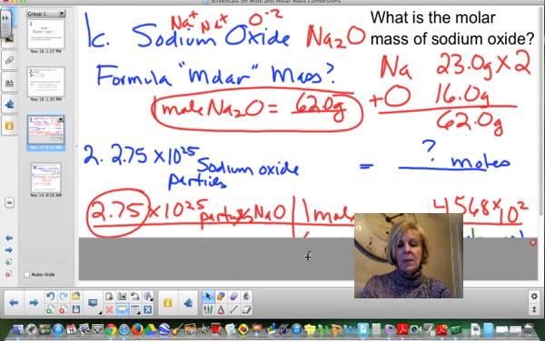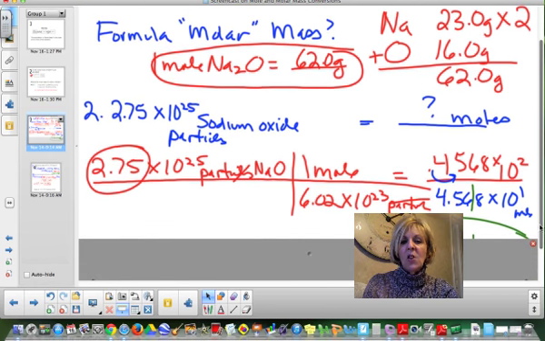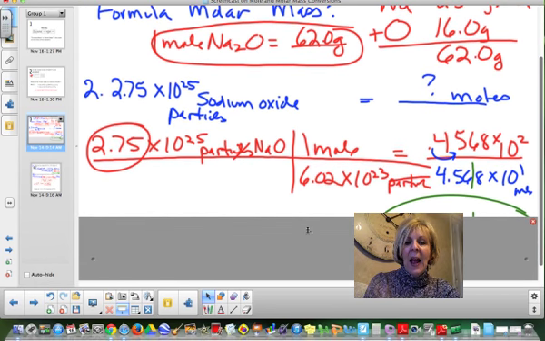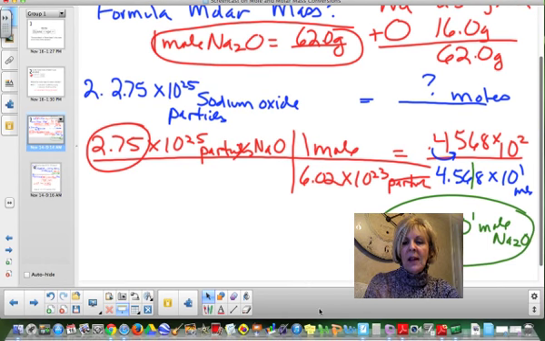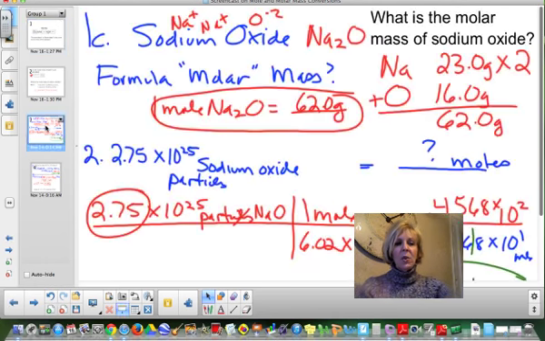Pretty easy, right? Okay, so now another problem I can ask you is, if you have this many particles, technically it would be a formula unit, but you can call them molecules for now, of sodium oxide, how many moles would that be? All right, so this is going to be an example of going from the number of particles to moles. So this is just a single step mole conversion.